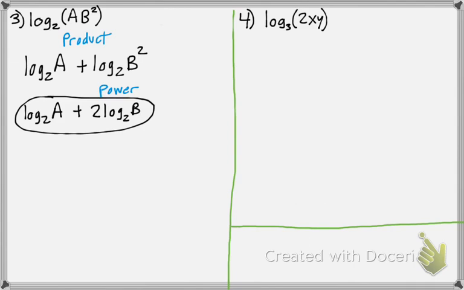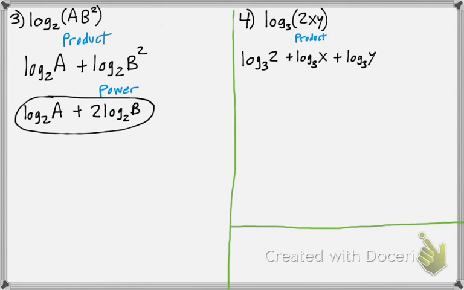For number 4, we want to use the product rule, and there's actually 3 things being multiplied here. We have the 2, we have the x, and we have the y. So that 2 counts as its own thing. So this is going to be log base 3 of 2 plus log base 3 of x plus log base 3 of y.